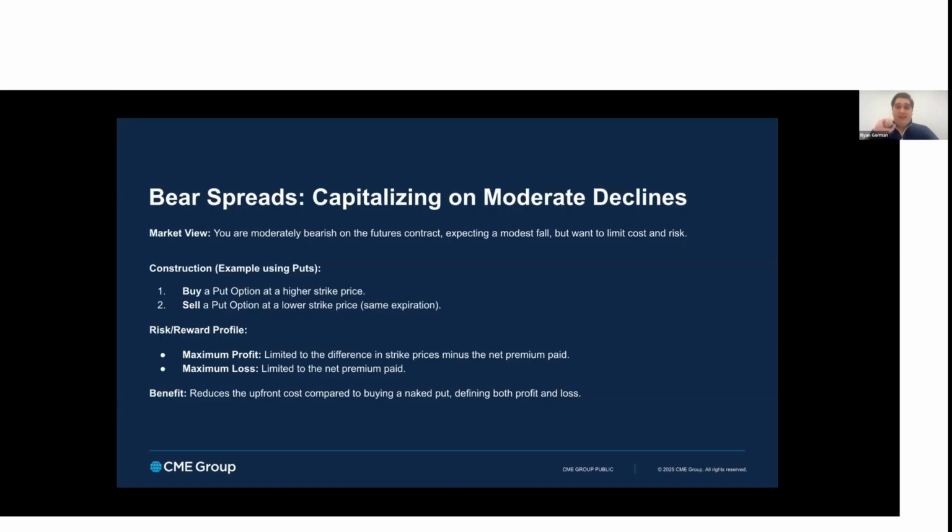But these are probably the two most common, the bull call spread and the bear put spread, also known as vertical spreads, that we see. So you believe a market's going to go up or down, and this is a way that you can utilize the options markets to manage that risk.